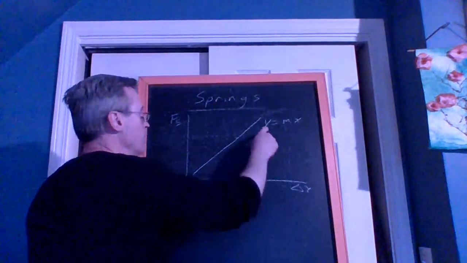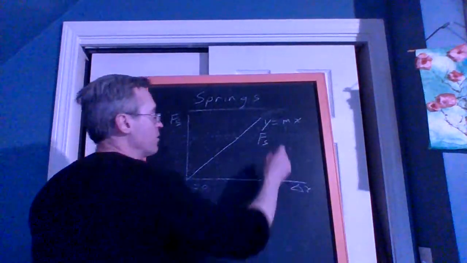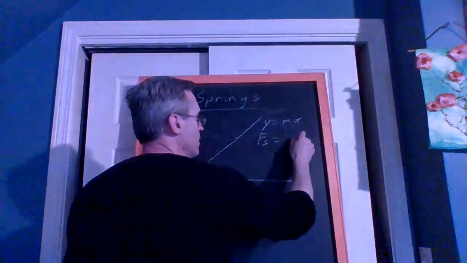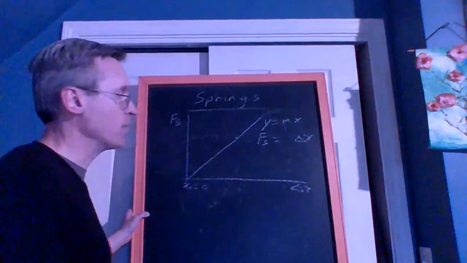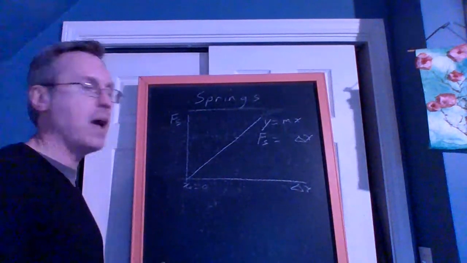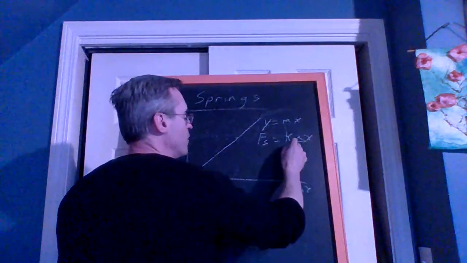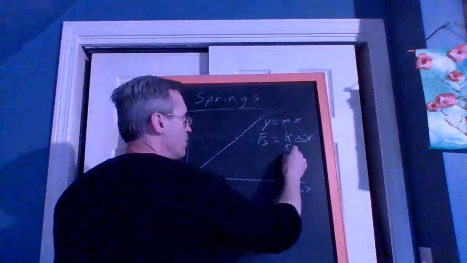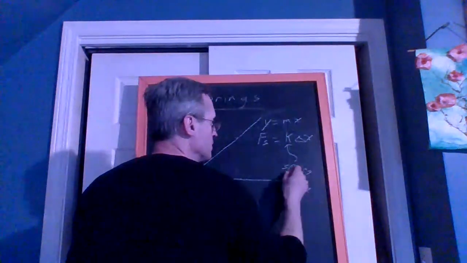Well, instead of a y, we have the force of a spring. And instead of an x, we have a delta x, or displacement vector. And instead of the letter m, which we tend to use for mass, we're going to write the letter k. And this k has a special name. We call it the spring constant.